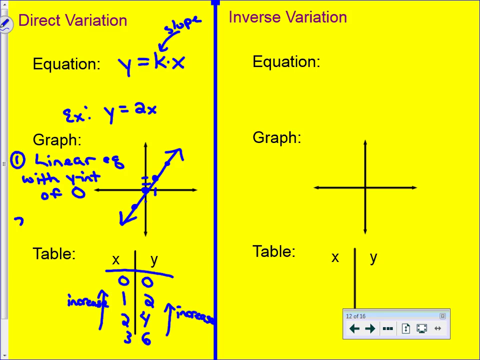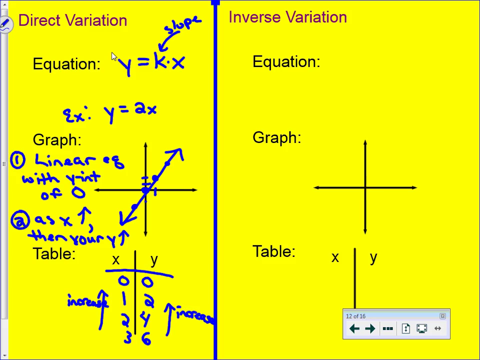So the second thing to note about a graphical approach or based on your table of values is that as your x goes up, your y goes up as well, which, if we remember some of our properties about direct variation, hopefully should make a little bit of sense.